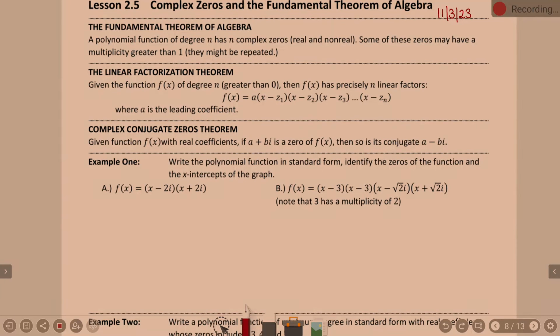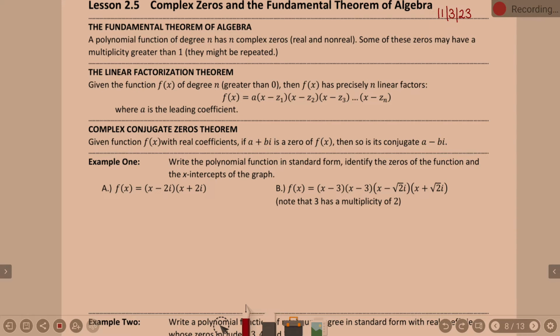5 is complex zeros and the fundamental theorem of algebra. Okay, we have worked with zeros. Specifically in this unit, we've been finding all of our real zeros so far. We've talked about how to do that. We're going to go now more into complex zeros, and when we talk about complex zeros, that means we're talking about our friends, the imaginary numbers. So we're going to have imaginary zeros too.